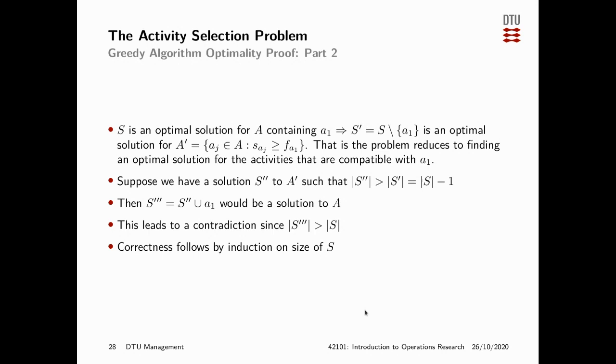So the correctness of this proof follows by induction on the size of S. What we've considered here is just the first activity, but the exact same reasoning could be applied to the case where I remove the first two activities in S. What remains then must be the optimal solution to the maximum number of compatible activities that are also compatible with the first two activities in S.